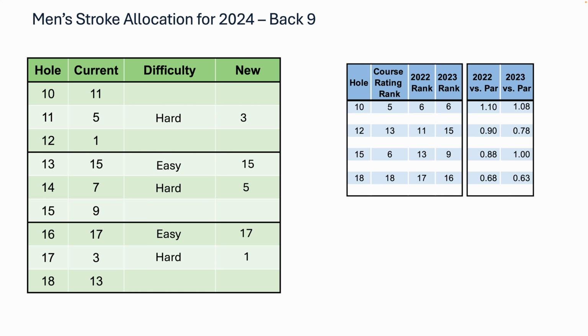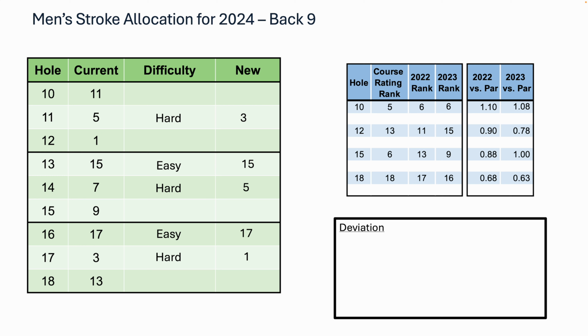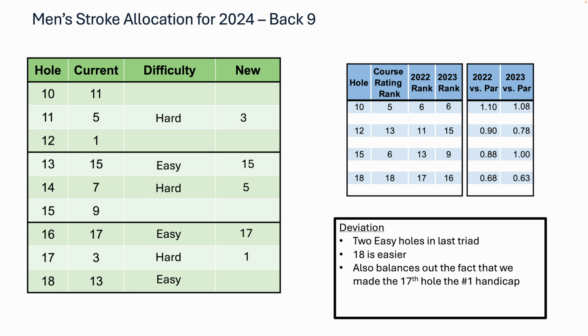18, it's the last hole. It's currently the 13 handicap. And of these 4 holes, it's the easiest. So this is another spot that we deviated from the guidelines. We assigned 2 easy holes in the last triad. So remember, we do feel 18 is an easy hole. It also balances out the fact that we made 17 the number 1 handicap. So we assigned it to 13, consistent with what it is today.